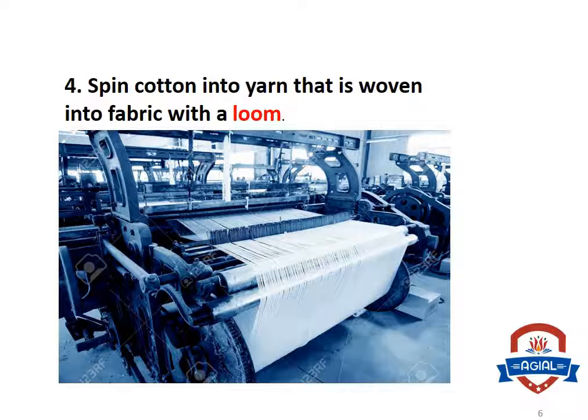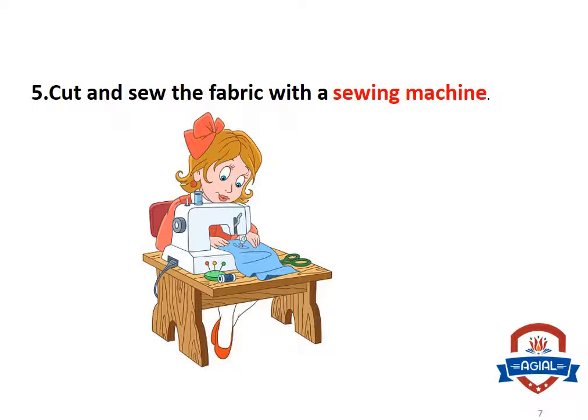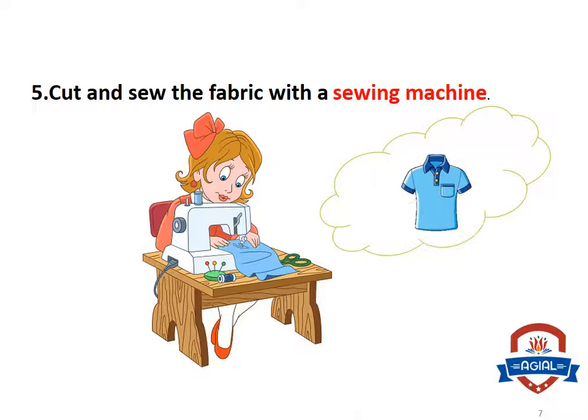Number 4, we spin cotton into yarn that is woven into fabric with a loom. At the end, we cut and sew the fabric with a sewing machine, so we get our t-shirt. Okay, now, do you know how we can make a shirt?